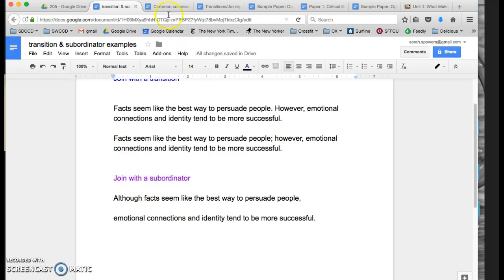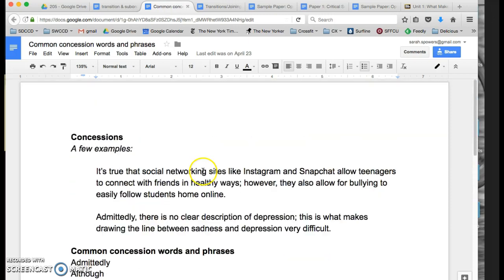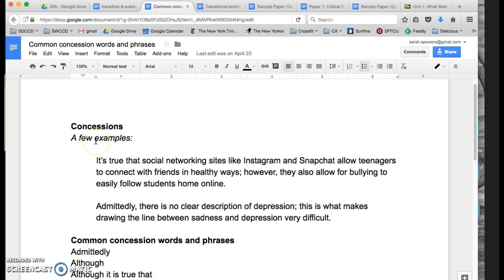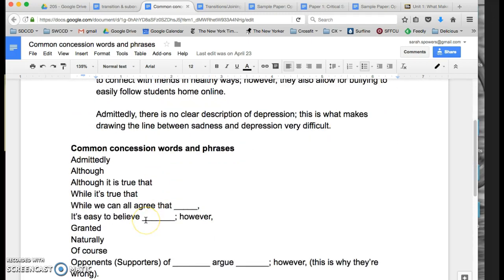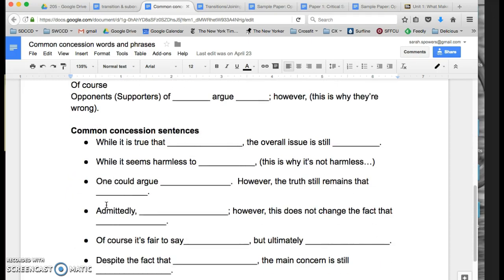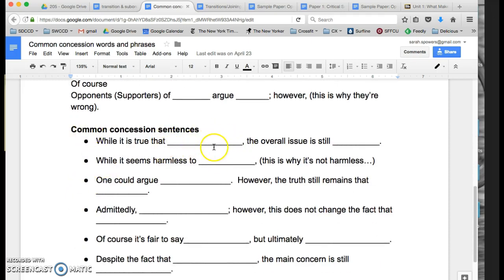Right, so both of these also tend to be used as a part of concessions. So concessions are those words that allow you to politely say, oh yeah, I totally hear where you're coming from, but you're still wrong. Right, so it's words like admittedly or naturally or of course. Right, while it's true, part of it's true, the overall issue is still this other thing. Right, so we can even see transition words popping up in here. However, subordinators, while, right, with the comma at the end of that clause, while it seems harmless to do something, comma, this is why it's actually totally not harmless.